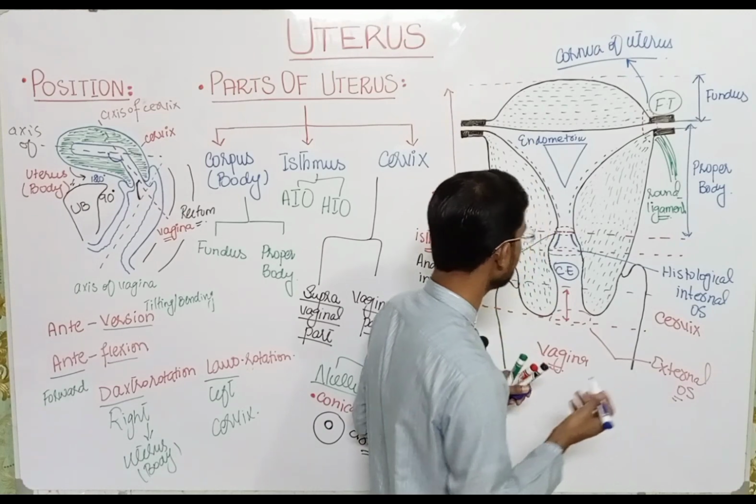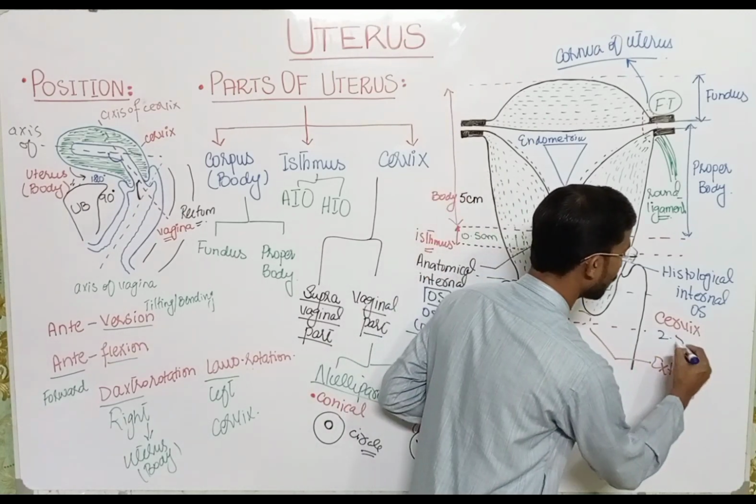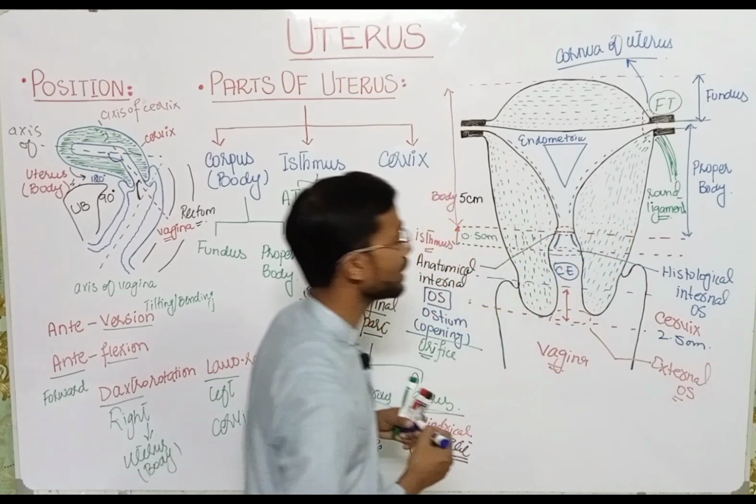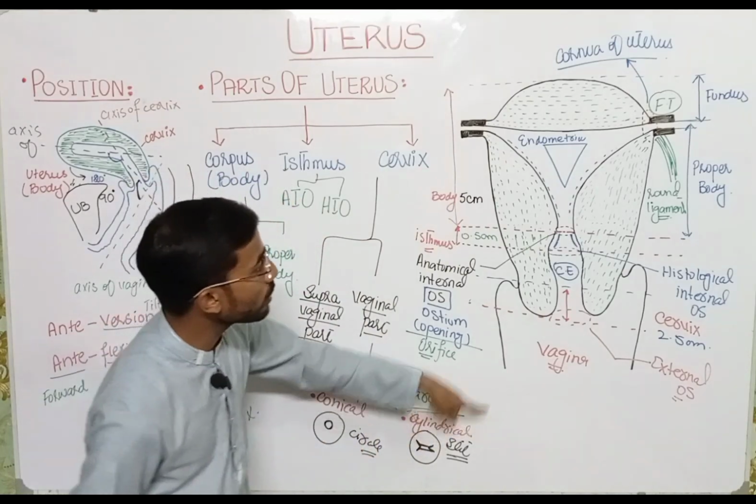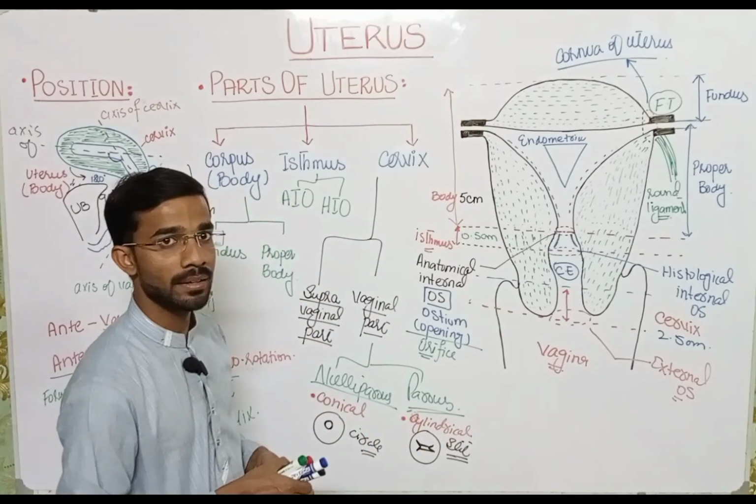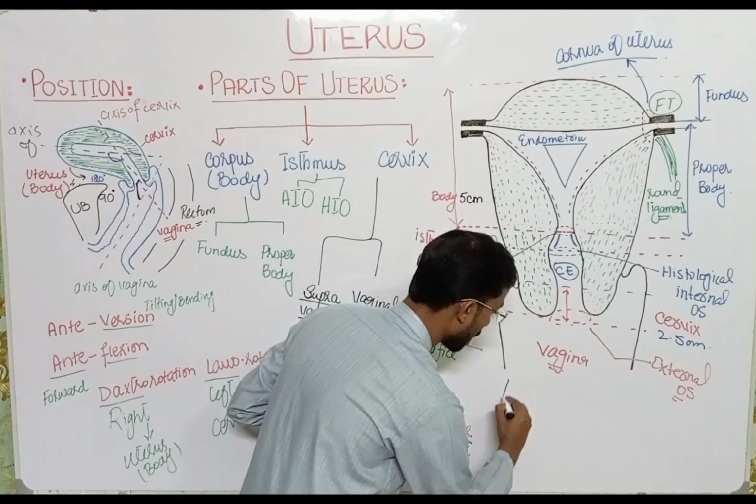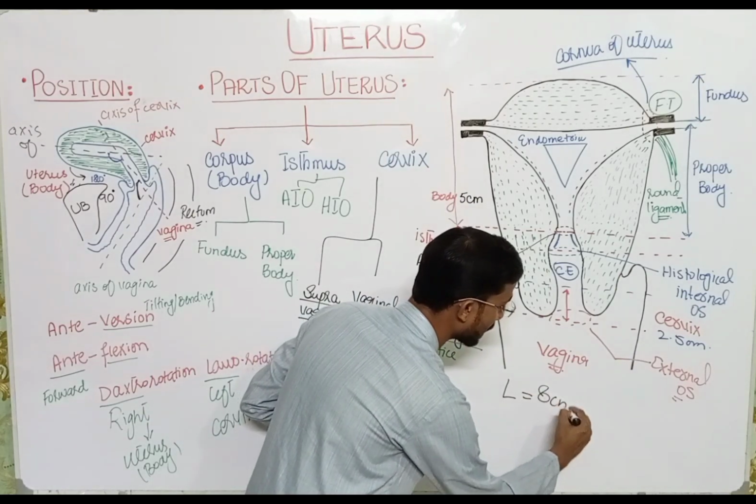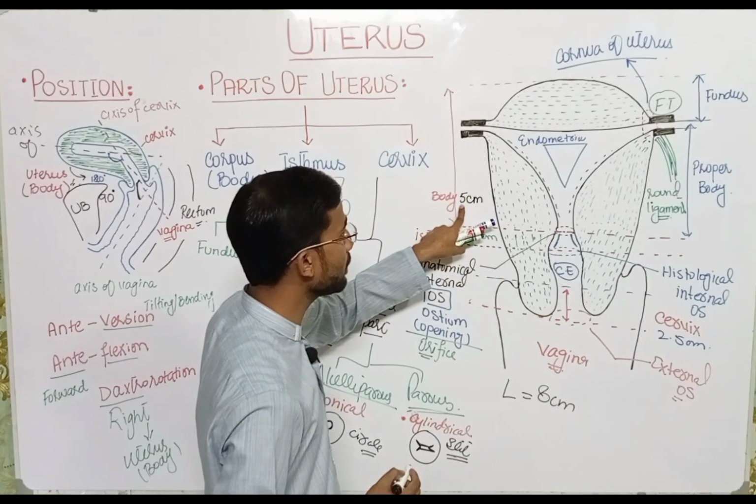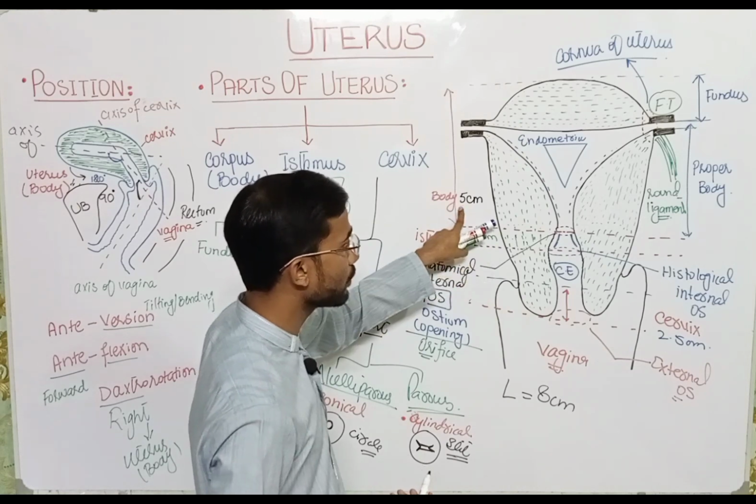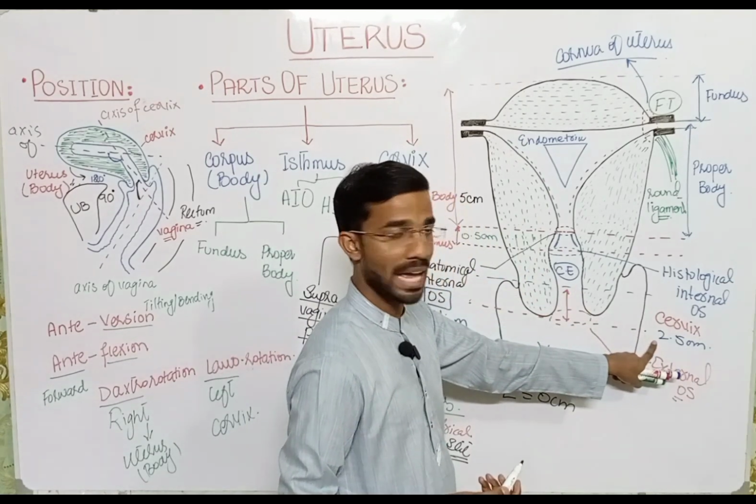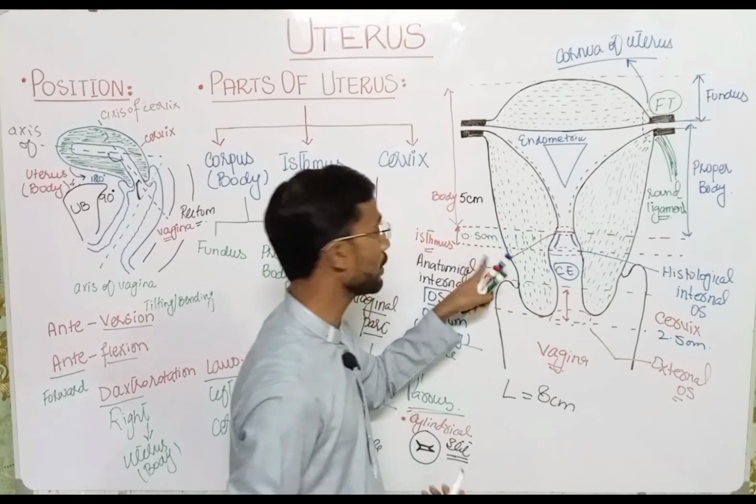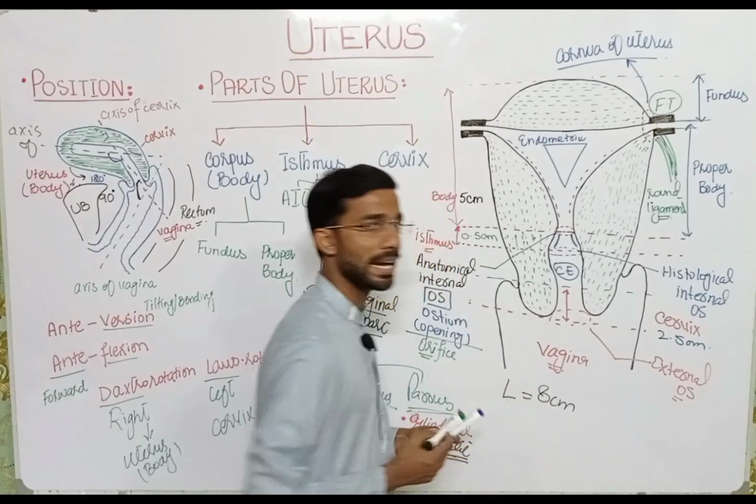The length of the cervix is actually 2.5 centimeter. So this is the case. Now the total length of the uterus will be 8 centimeter. How? 5 centimeter and 2 is 7, plus 0.5, plus 0.5, is 8. So the total will be 8 centimeter.